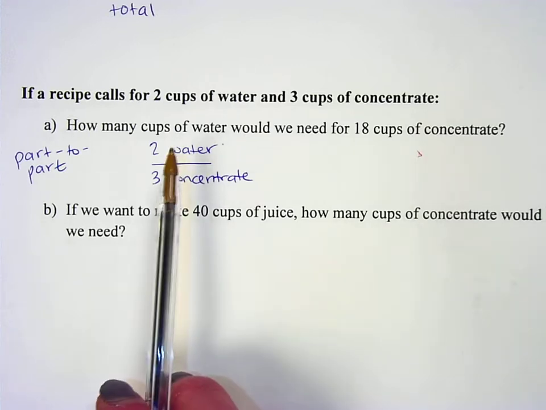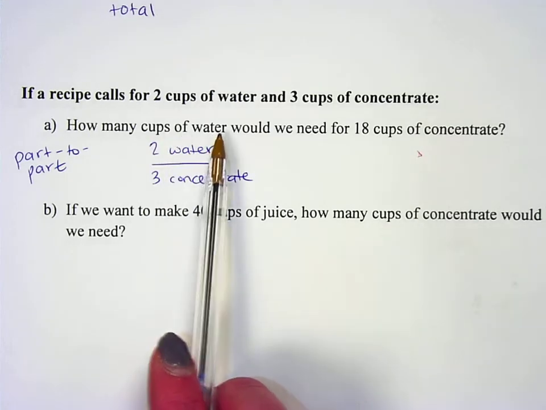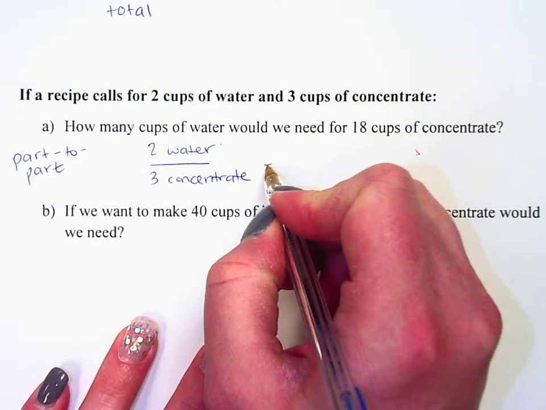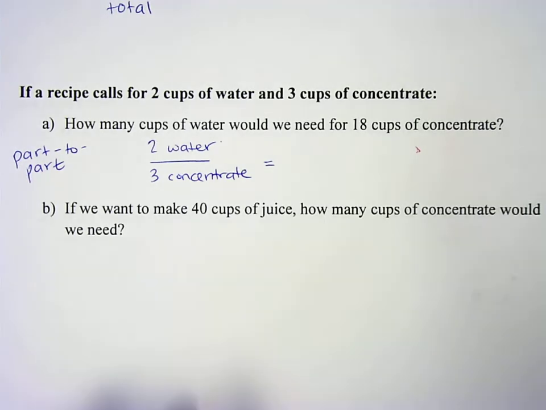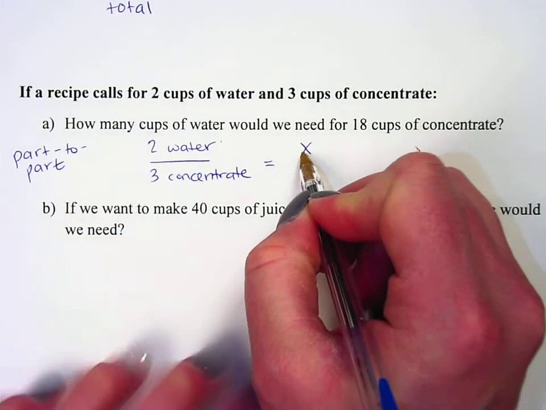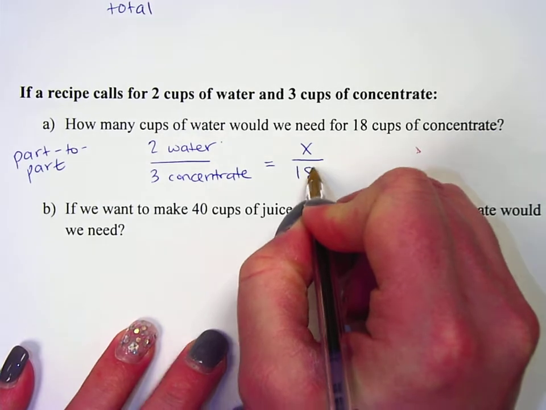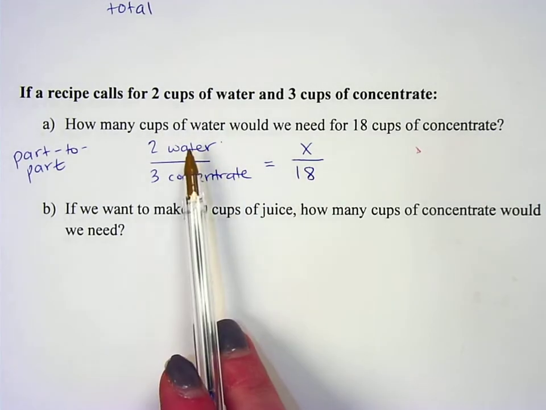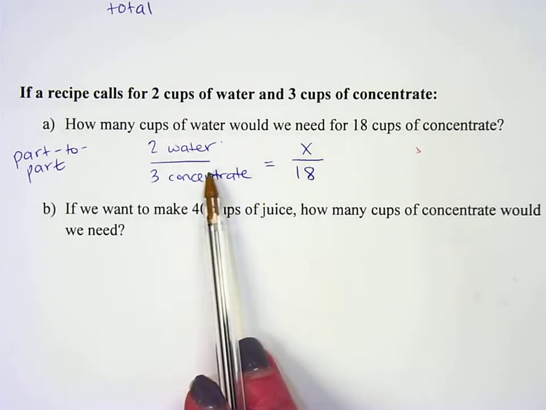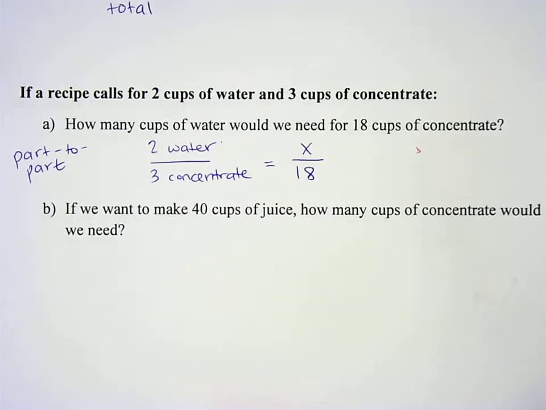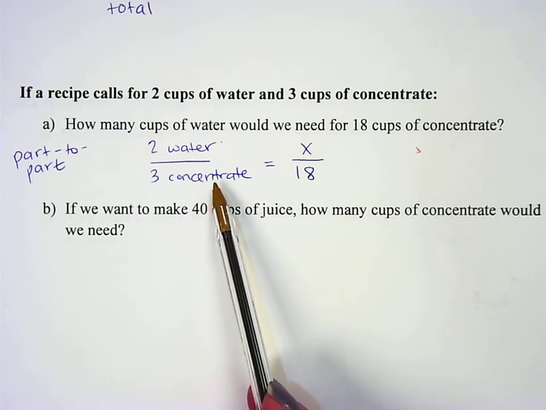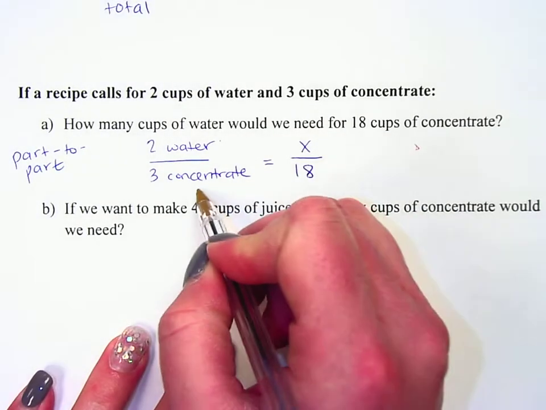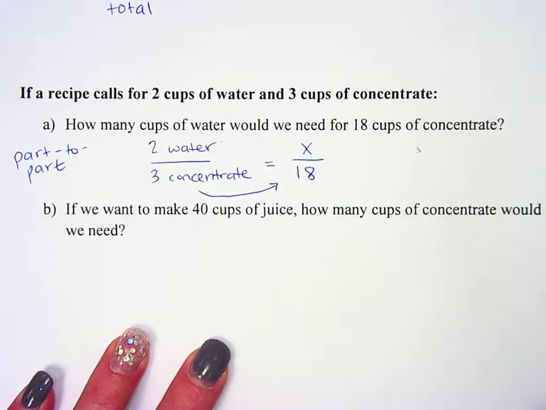Then it asks us to also compare how many cups of water I would need if I had 18 cups of concentrate. So I can make a proportion. I don't know how much water, but I do know that I have 18 cups of concentrate. Just like scale factor, I put my sides that correspond on top, and the other sides that correspond on the bottom. If I have 3 cans of concentrate, and we're trying to use 18 cans of concentrate, how many batches of my mixture could I make?